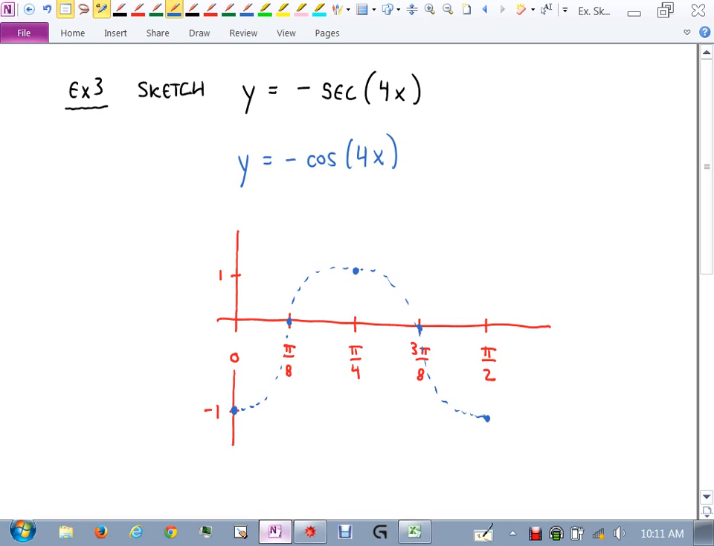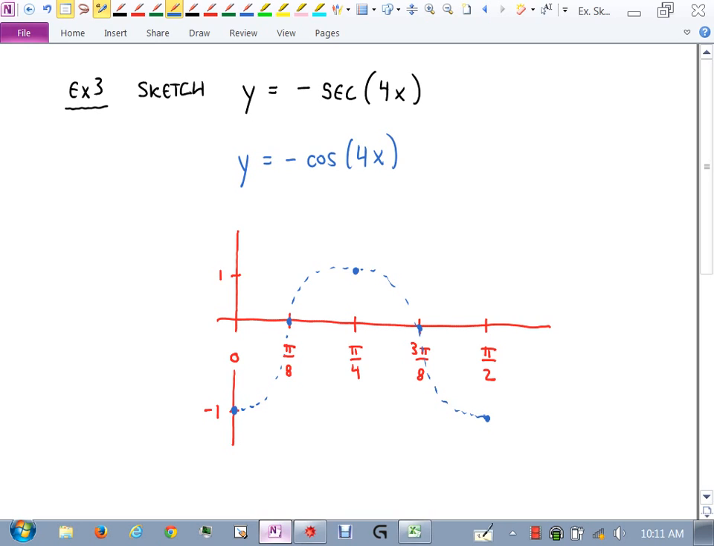I hope you realize that there's maybe 10 minutes of work here that I didn't show. It depends on you, right? Like how comfortable you are with all of this. But I'm not expecting that you would just be able to slap the negative cosine 4x up there like that. But I am expecting you could get to it eventually. So we do this, right? And now we're ready to actually graph the secant.